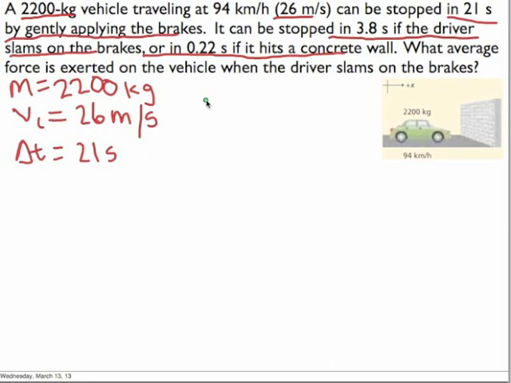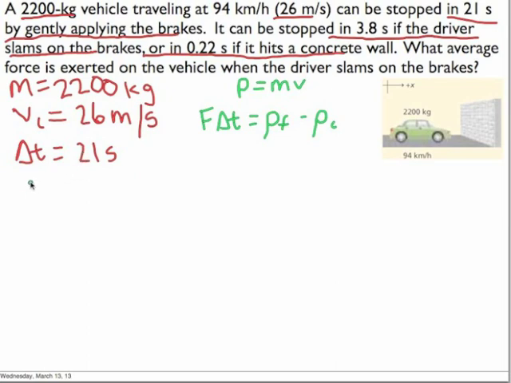Okay, we're going to have a formula. Okay, we have a couple formulas that we've learned. We know P, or momentum, is equal to mass times velocity. And then we have that impulse momentum theorem, saying that the impulse is equal to the final momentum minus the initial. So let's see what we've got here.